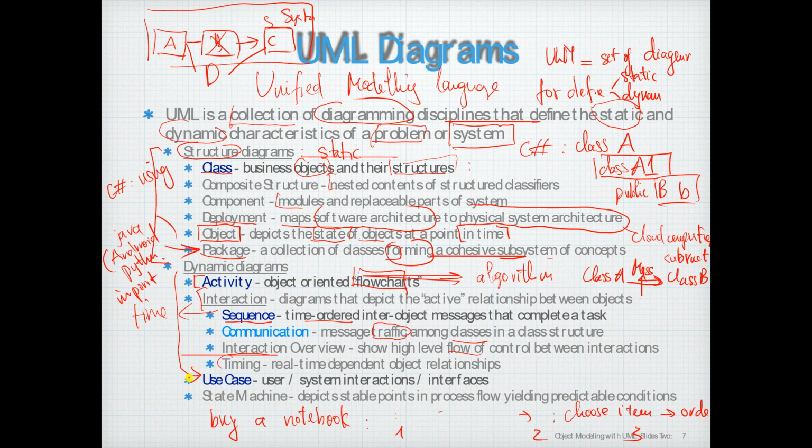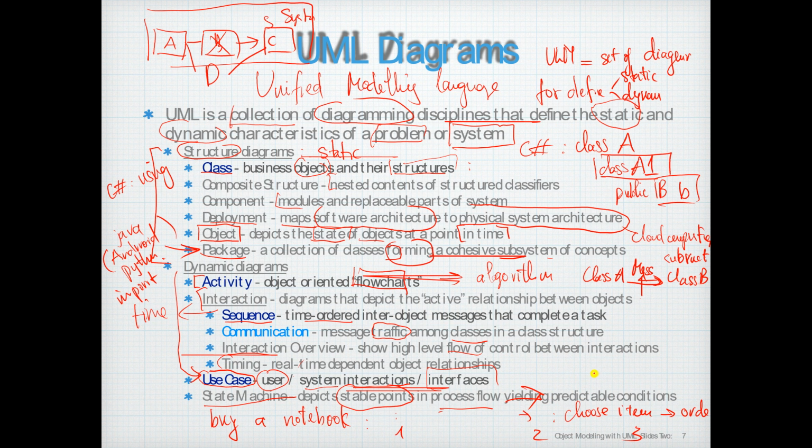Dynamic diagram is a use case. If you take the course in software engineering, you have now that use case for collecting the user requirements. It includes user, system interaction, and interface. All this is in the use case diagram.